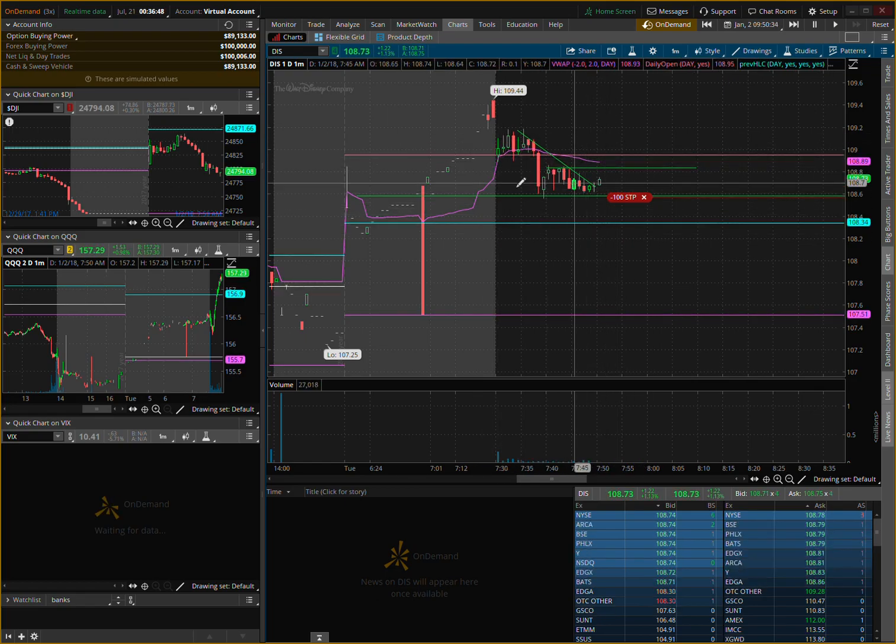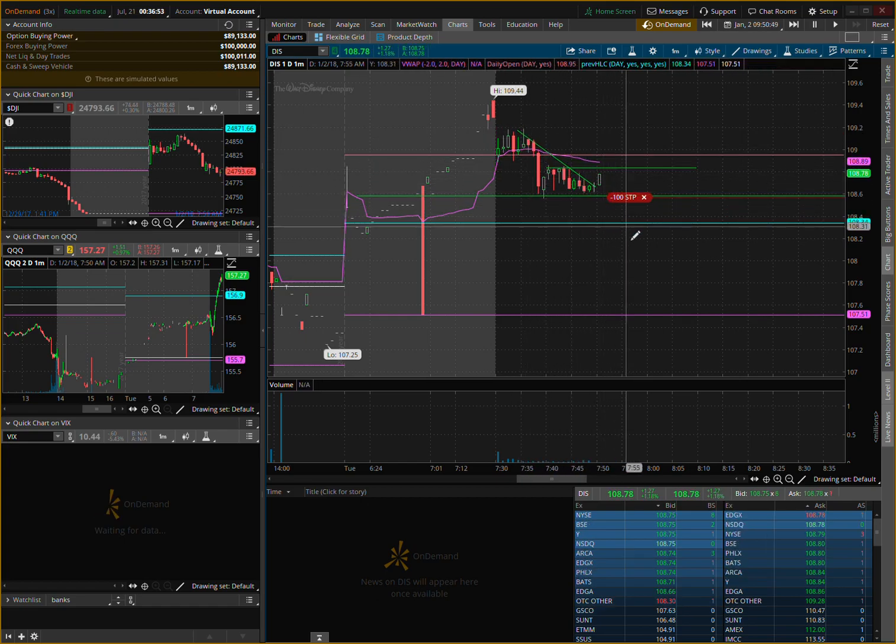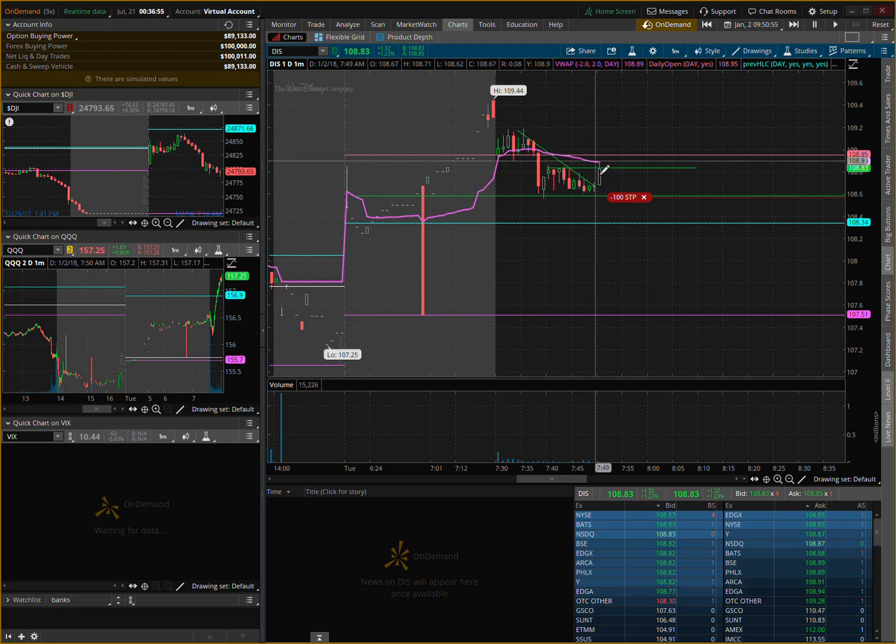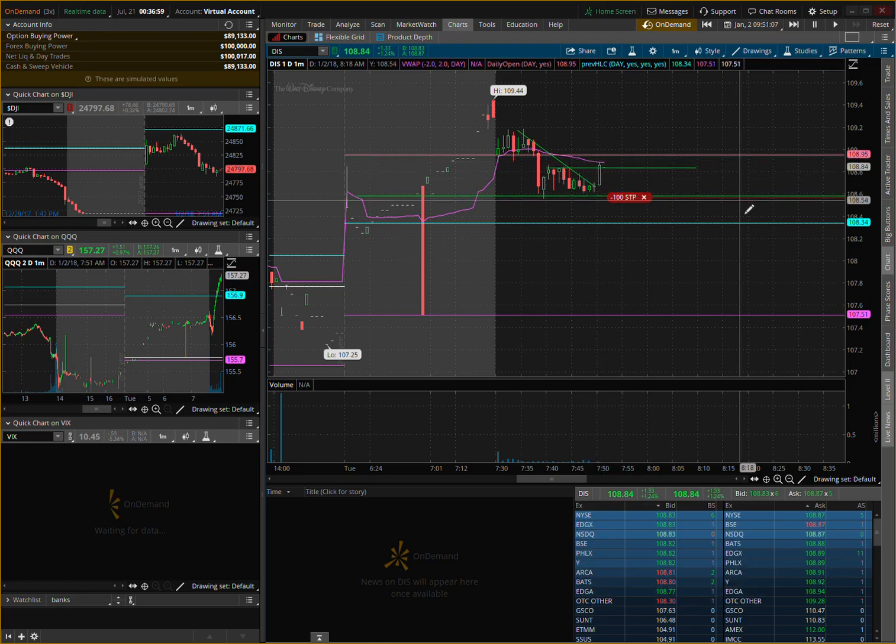Now it has actually broken through this downward transaction here, and it's actually below the VWAP, which means that it's bearish. It's essentially indicating that it's a bearish trade. So now it's actually coming back up. So I have my stop loss set.